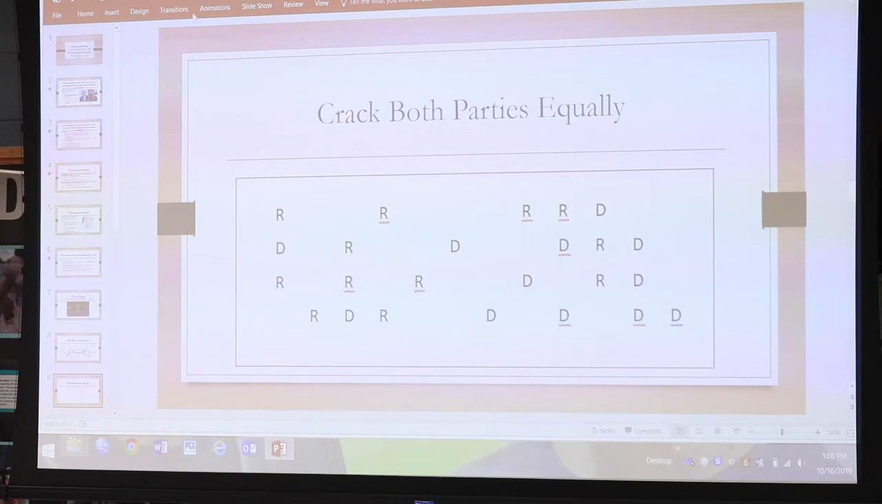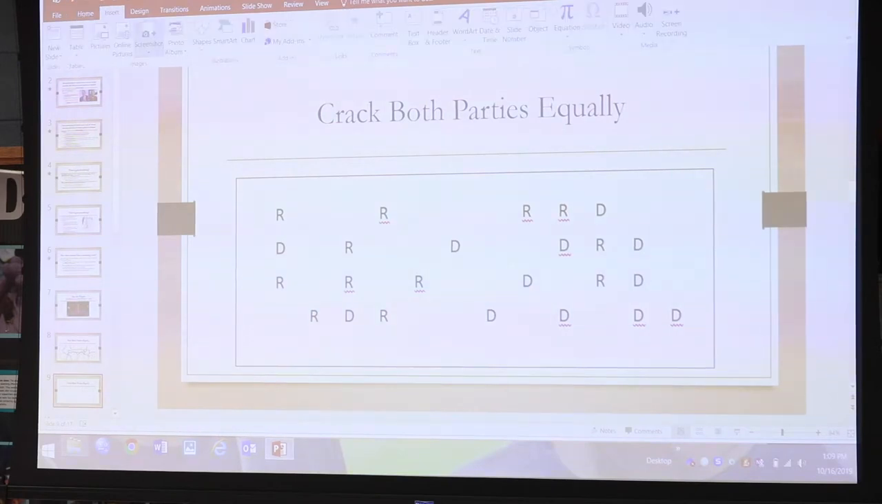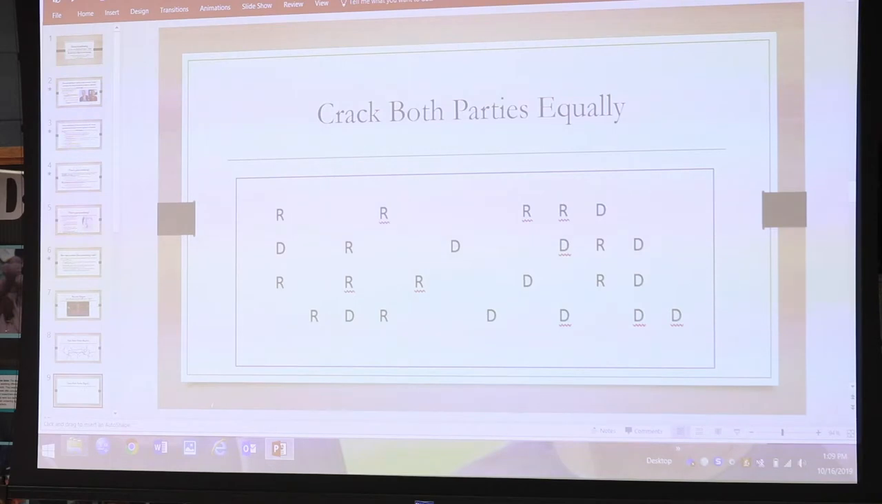And I'll show you how you can crack both parties equally as well. Remember, cracking is where you put two of your own party in a district and then just one of the opponent so that you'll barely outnumber them in the vote. So, for example, I'm going to draw my first crack district. Let's crack a Republican district. That means I want to draw a line so that there's two R's and one D in there, okay? So there's a district that's cracked for the Republicans.